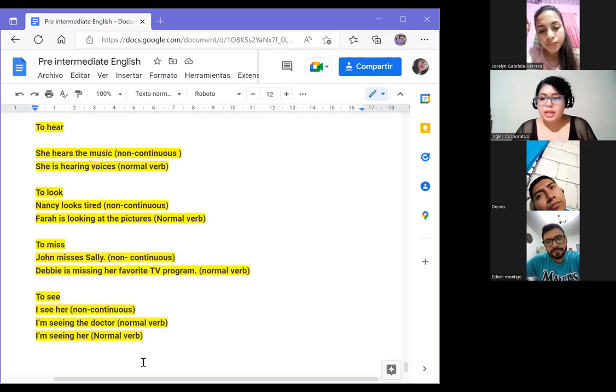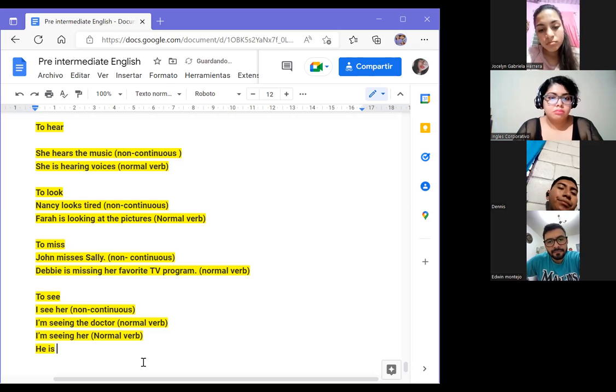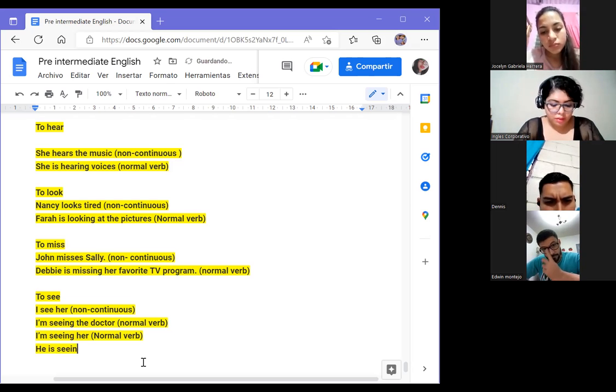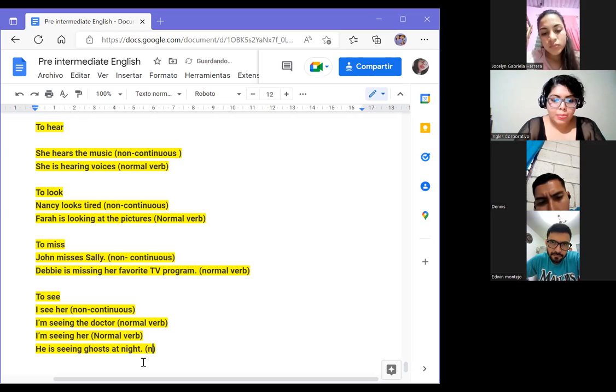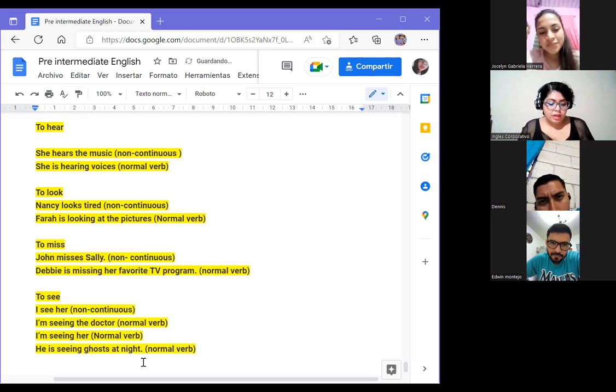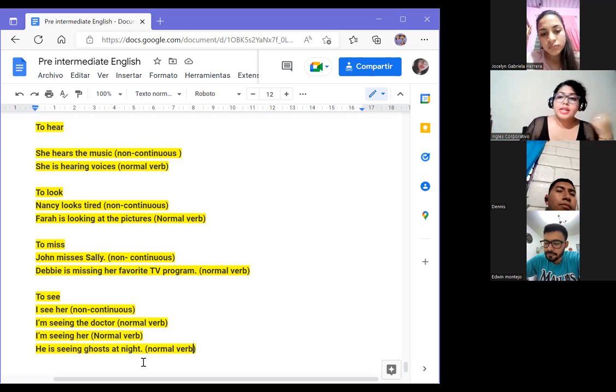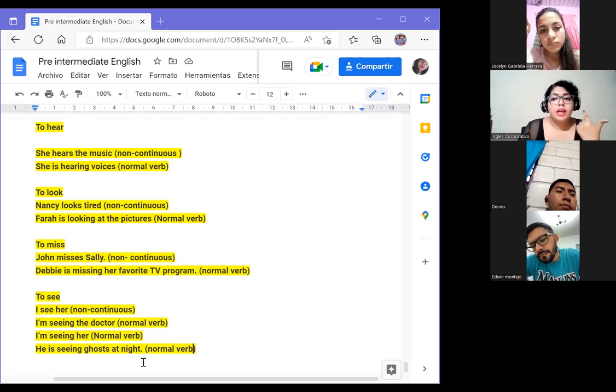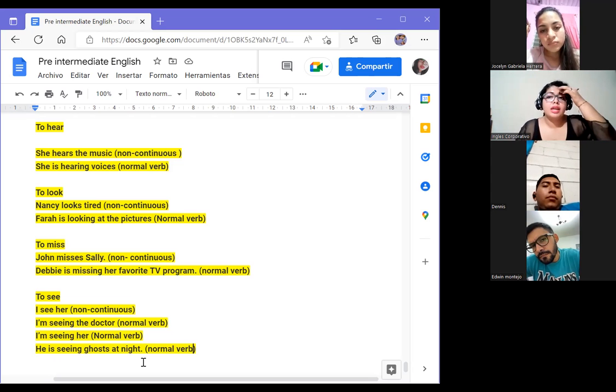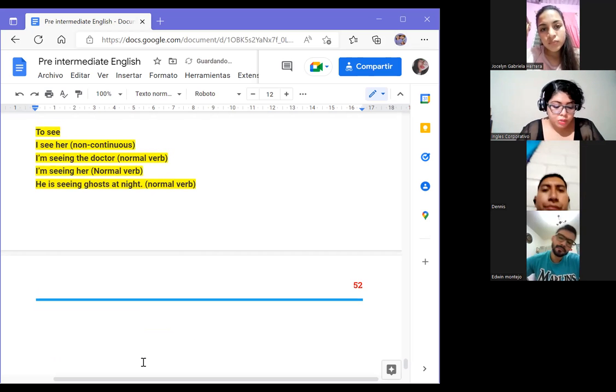Then, he's seeing ghosts at night. And this one is also a normal verb. So it says that he sees something others cannot see. And like in the previous one, to hear, that someone is hearing something that others cannot, because in the last example of to hear, she is hearing voices in her head. So in this case, he is seeing ghosts at night and nobody else can see this kind of vision that that person is having. Then we have to smell.